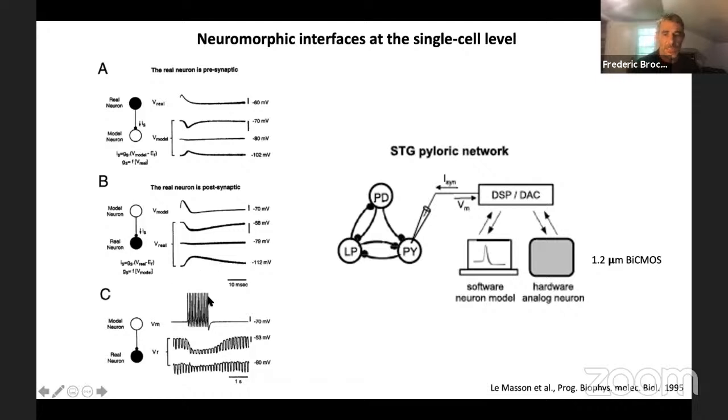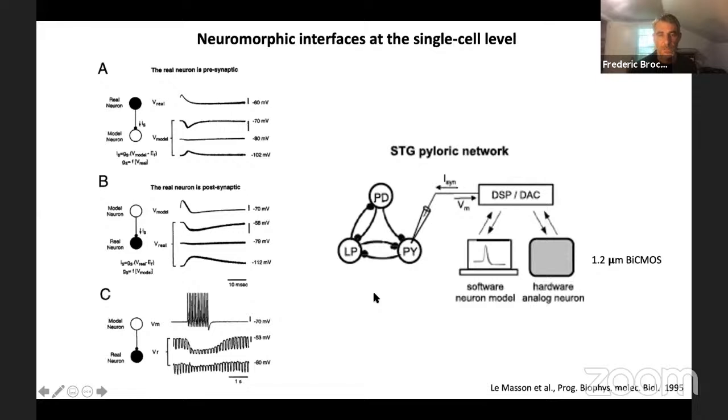Here you can see a figure from a paper from 95 from Gwendal Lemasson and his wife at the time, where they replaced either the presynaptic or postsynaptic neuron with a model. Here you have a postsynaptic neuron with an inhibitory conductance, and when there is a spike in the real neuron, you can see the hyperpolarization of the postsynaptic neuron. They also looked at bursting, because one of the main systems they worked on was the STG pyloric networks of crustaceans.